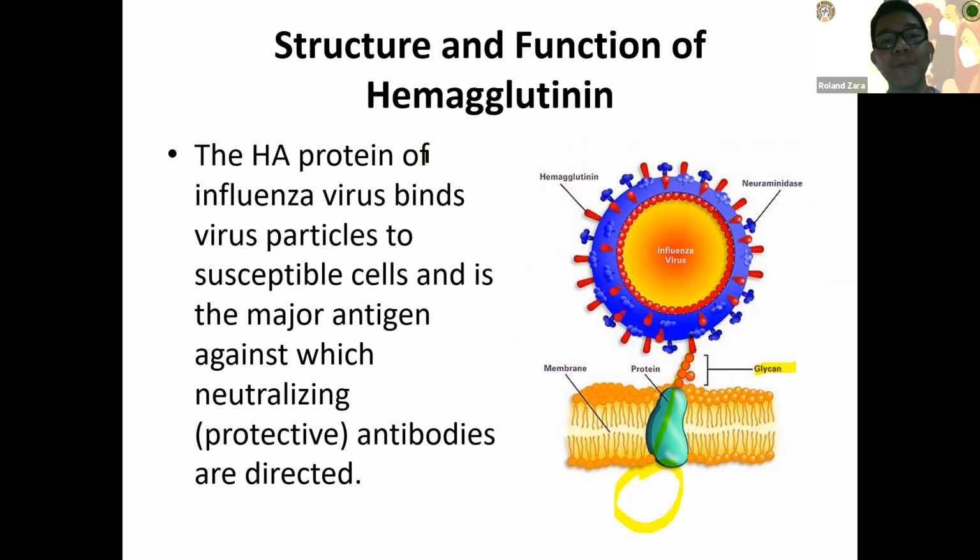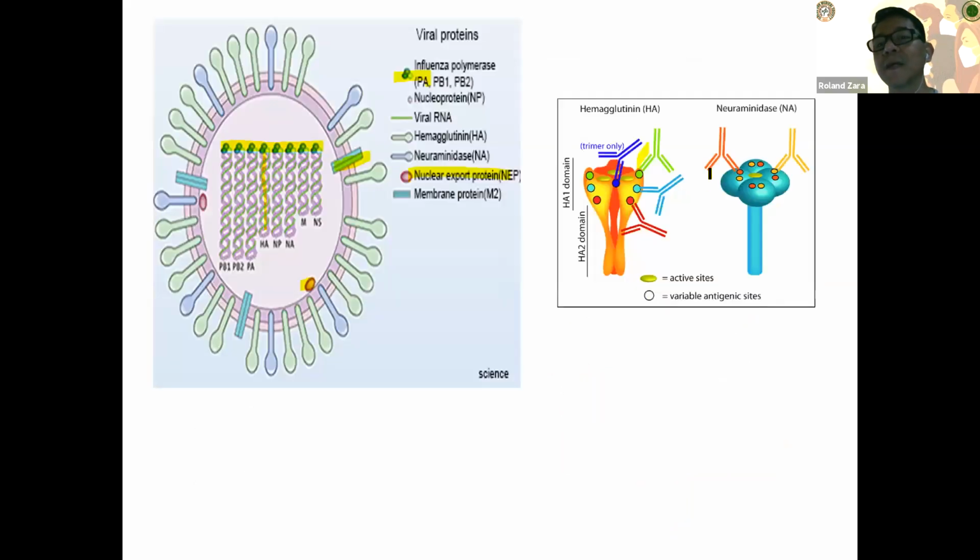So the hemagglutinin protein of influenza binds to susceptible cells, which are the glycan here. And hemagglutinin is a major antigen against neutralizing protective antibodies. So see, this antibody will neutralize this antigen so that it cannot bind to our cell.